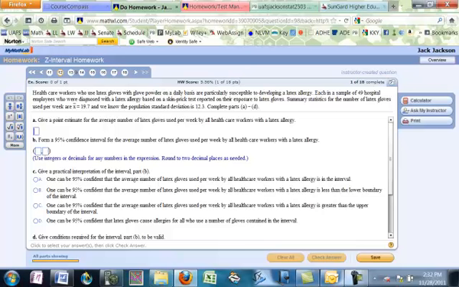Give a point estimate for the average number of latex gloves used per week by all healthcare workers with a latex allergy. Well, assuming this is a random sample of healthcare workers with the allergy, then the X bar is our best estimate of the population mean. So 19.7 is the best estimate there. That's an unbiased estimator, and it's a minimum variance unbiased estimator. Now, form a 95% confidence interval.